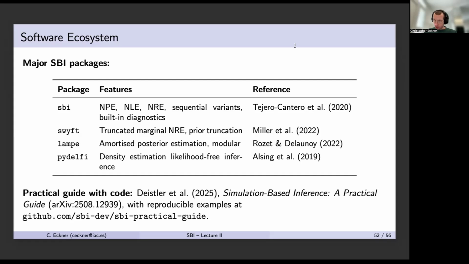Then there's the Swift package, which is in particular implementing neural ratio estimation and prior truncation for the sequential runs, which is a different way of doing it. They have a bit of a different architecture, so it's easier in some ways than SBI to use, others not. Then you have, for example, also Lampe, which is there for the amortized posterior estimation, and it's modular, and PyDelphi, which is another implementation of these algorithms.